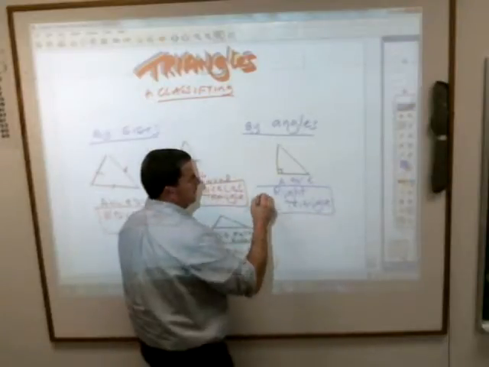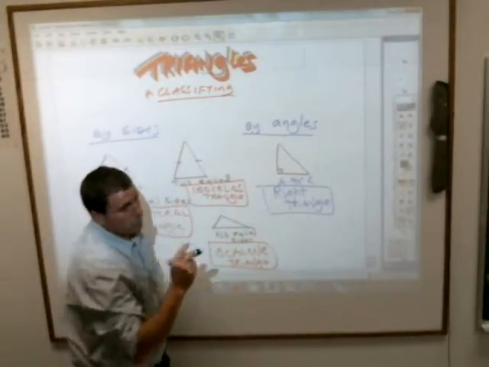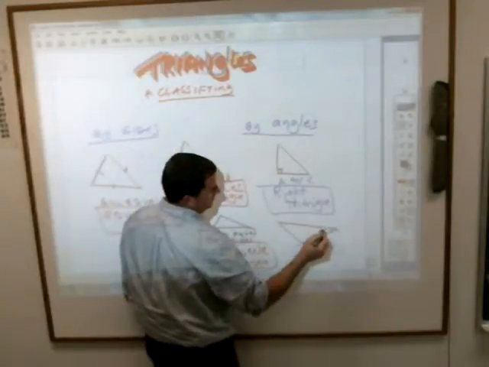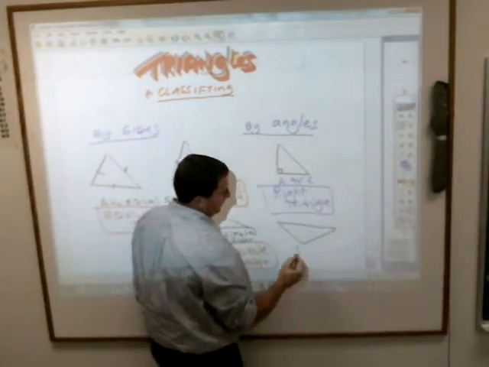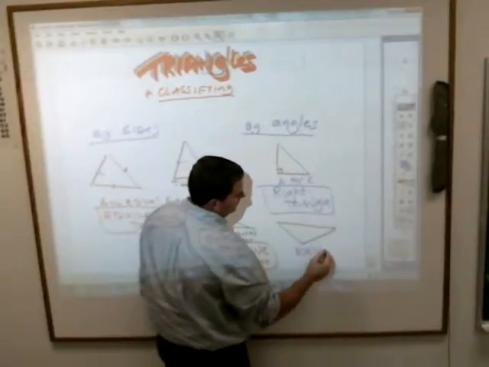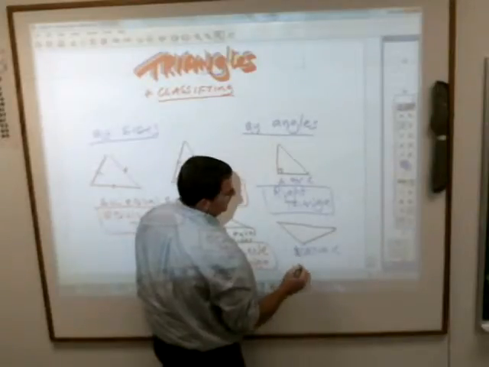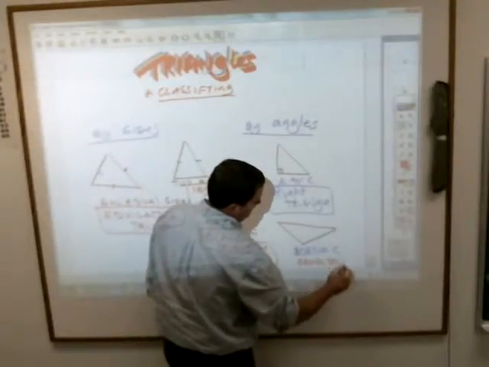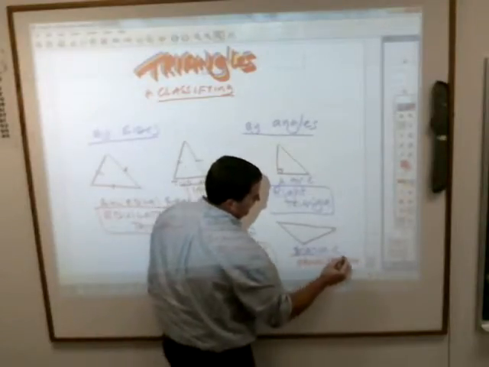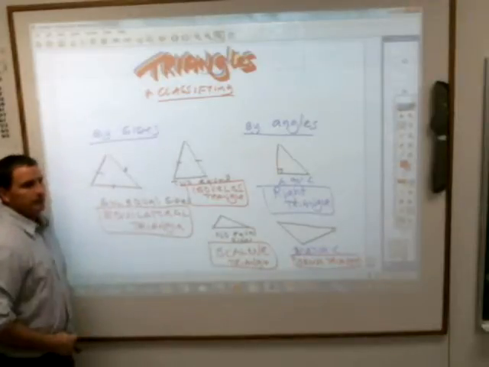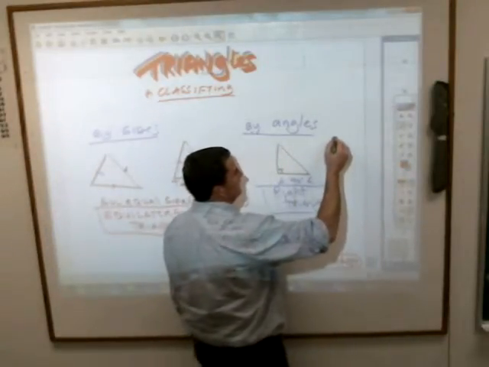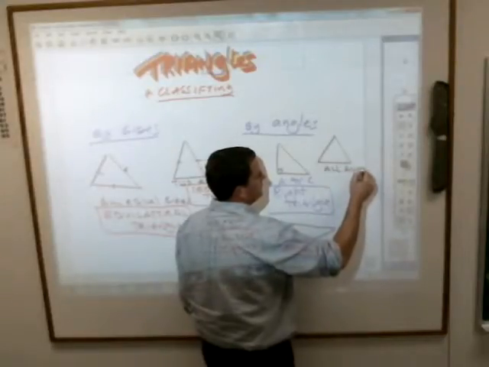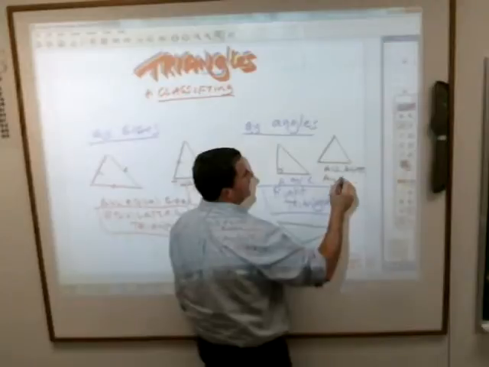Okay. Our other possibility is that it has one obtuse angle in it. We talked about obtuse meaning bigger than 90 degrees, like this. If it has one obtuse angle in it, I know it's going to be hard for you to figure this one out, guess what that's called? An obtuse triangle. And then the other choice is to have all acute angles. If it's all acute, then it is an acute triangle.